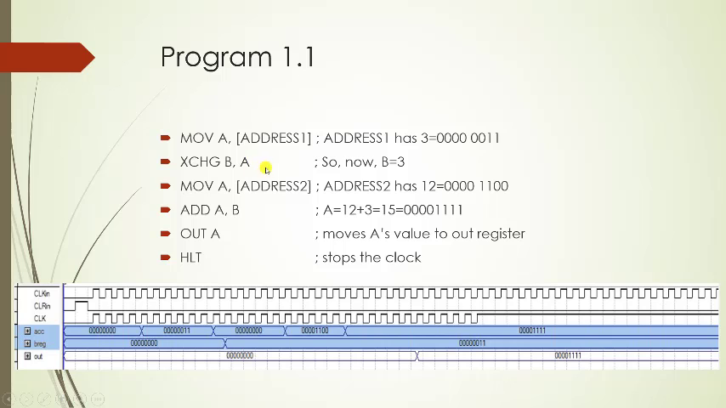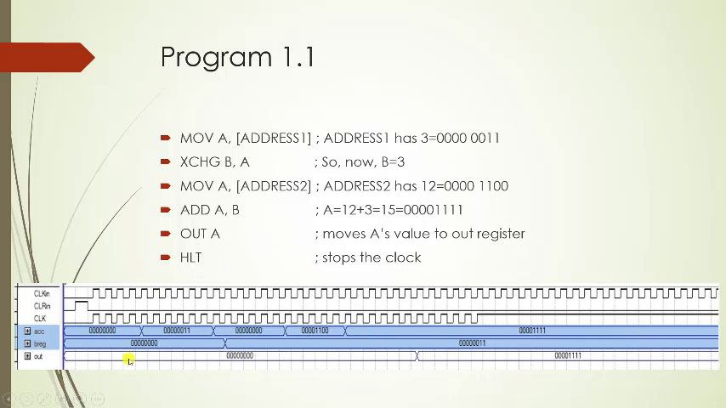In this first program, we write move A address 1, which copies the content of address 1, which has 3, to A register. Then we exchange the value BA. So now B has 3. Then we again move A address 2. Address 2 has 12. Now if we add AB, the result of the addition will be stored in A, which is 15. And then out A, which moves the value of A to the out register. Halt stops the clock, so the program is stopped.